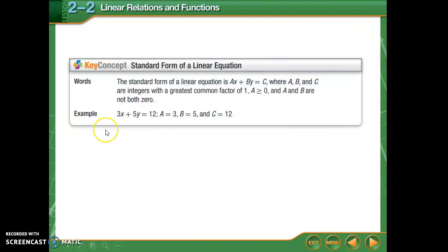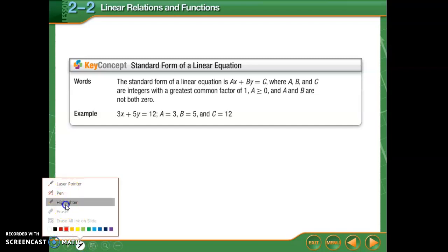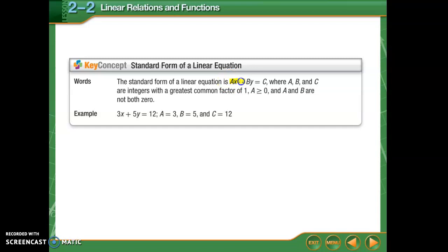Alright, so let's move on to writing a linear equation in standard form. So when you say standard form, you're going to follow this format: ax plus by equals c. This is the standard form of the equation of the line. So for example, in 3x plus 5y equals 12, your a, the numerical coefficient of x, is 3. The numerical coefficient of y is 5. And your constant c equals 12. Okay?